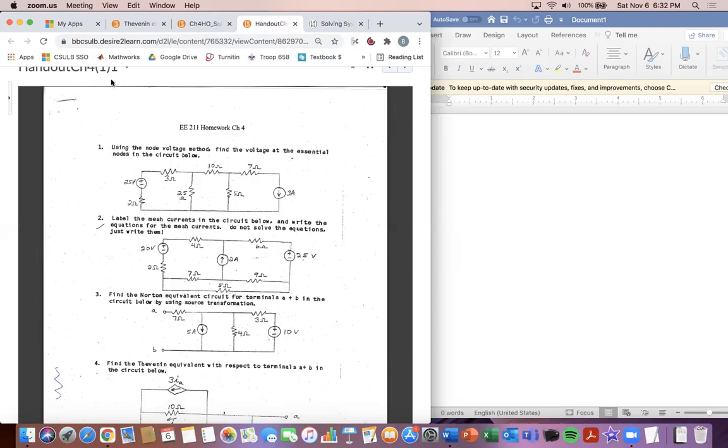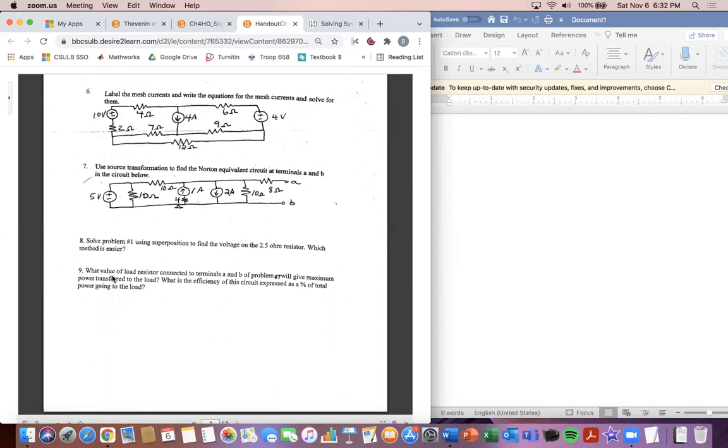But now that we know that, number 9: which value of load resistor connected to terminals A and B of problem 7 will give maximum power transferred to the load? What is the efficiency of the circuit expressed as a percentage of total power going to the load? Okay, so we know max power. Honestly, I just memorized the thing. Max power, do not memorize this derivation. If you ask for it, you can just have it on the side. The max power occurs when the R Thevenin is equal to the load resistor. I do not like derivations too much, so I just like memorizing the stuff I need to know, not 20 steps.